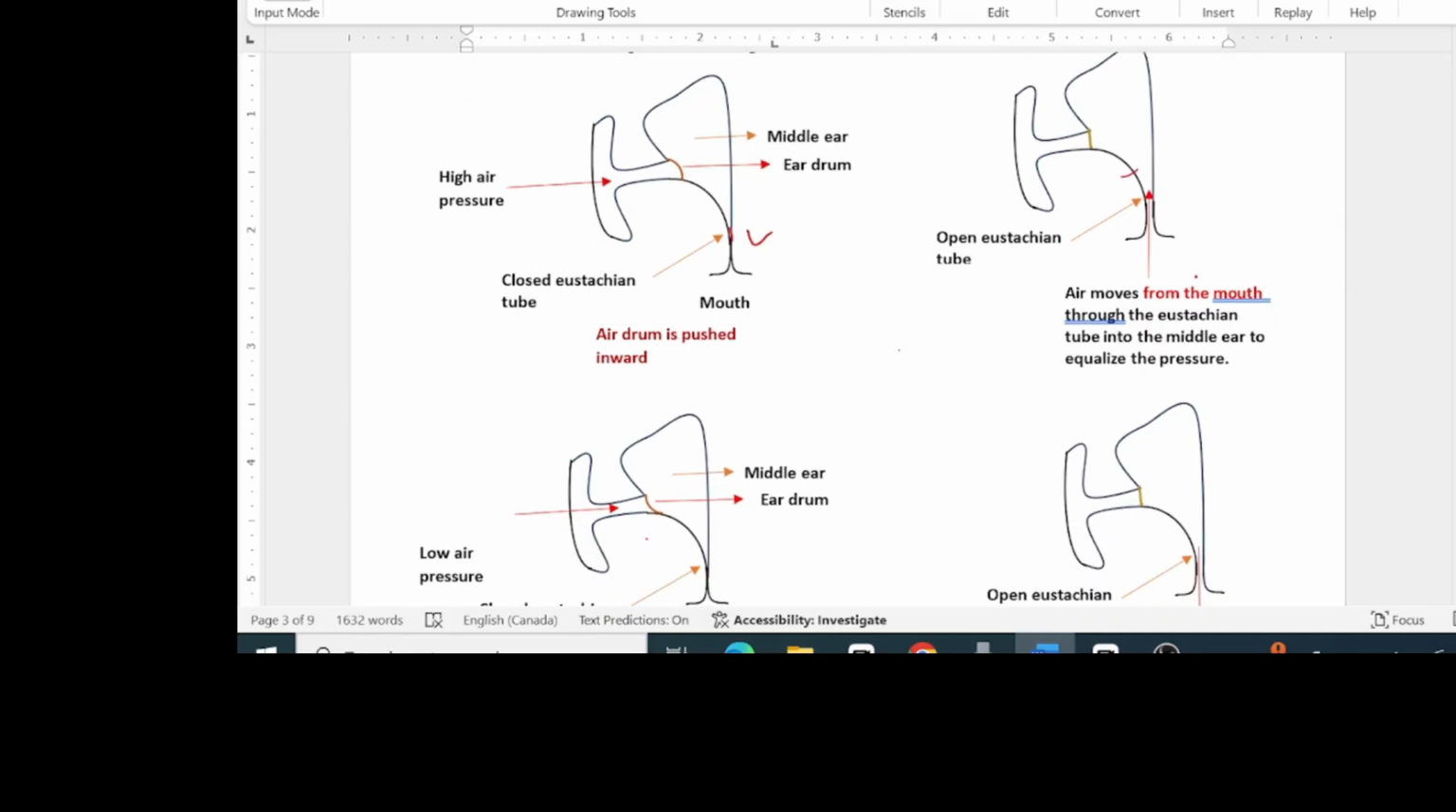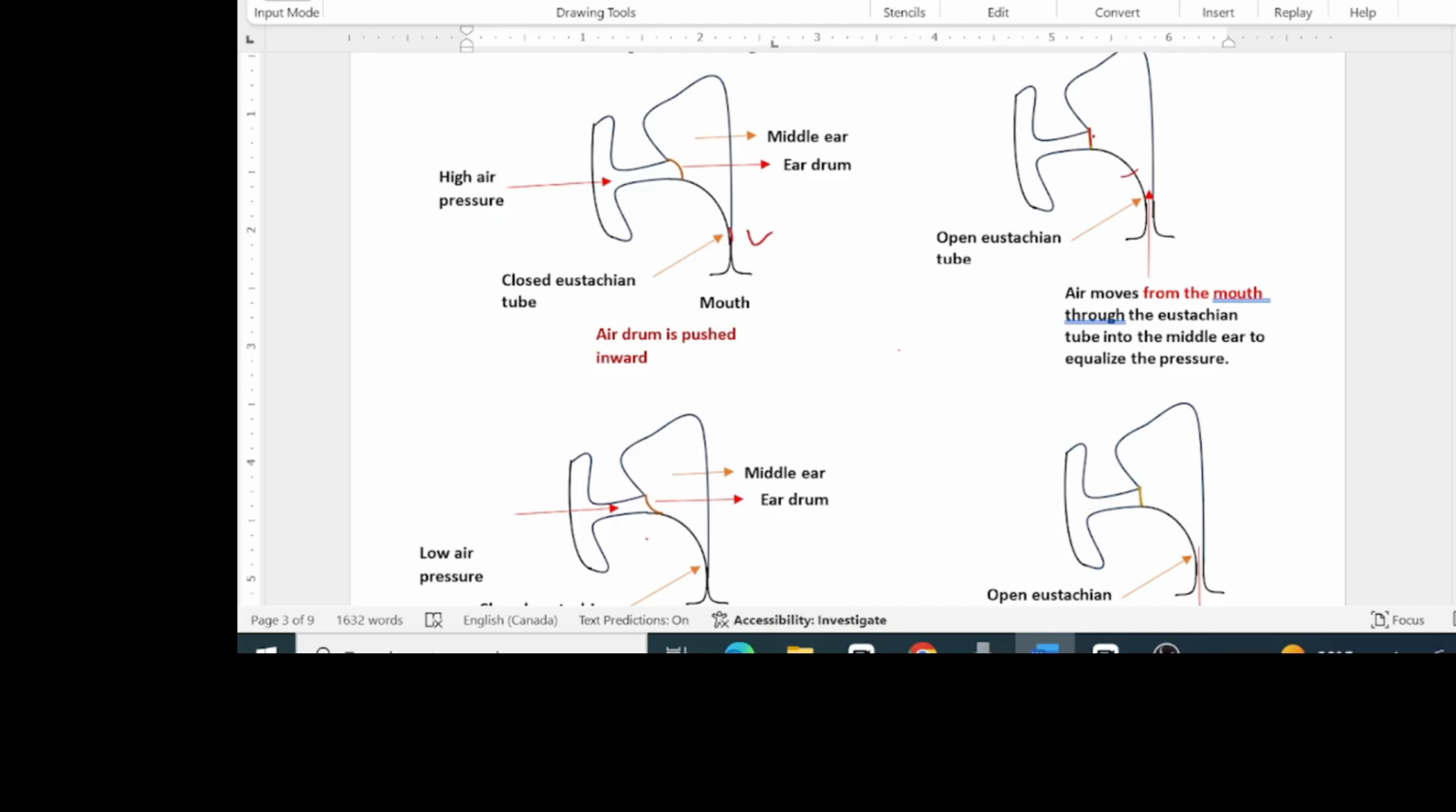They advise you to counteract this effect by performing the swallowing act. Every time you swallow, this eustachian tube here, normally closed, opens up. And when that opens up, it allows air to flow in and out of this middle ear that is normally sealed. So in this case, because the outside pressure is greater than the inside pressure here, air moves from the mouth through the eustachian tube into the middle ear, where it equalizes the pressure inside here, so the eardrum now goes back to its original position.